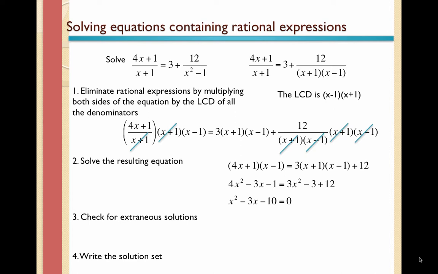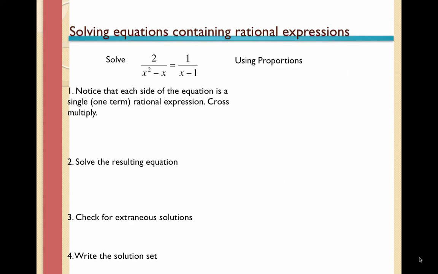Solve this as you would a normal quadratic. You can use whatever technique you want. I'll use factoring, and we end up with two solutions, -2 and 5, and if you check them in the original equation to make sure that you're not going to get any divide by 0, you'll see that both of them end up being legitimate solutions.